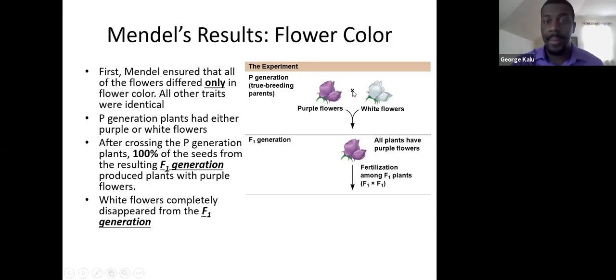These would make up our P generation, our parent generation. So they either had one or the other. Now, when these two plants were able to cross with one another, what he found was that all of the offspring, 100% of the offspring in the F1 generation, all had purple flowers. And so in this generation, white flowers completely disappeared from the F1 generation.